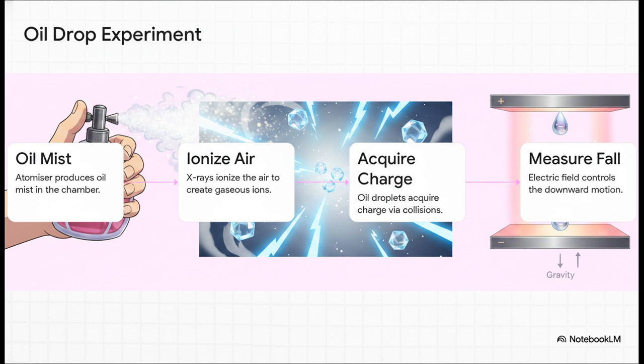Those oil droplets acquired an electrical charge by colliding with these gaseous ions. By observing the droplets fall and applying a carefully controlled electric field to counteract gravity, Millikan was able to calculate the basic electrical charge of the electron as -1.6 times 10 to the power of -19 coulombs. This was just a monumental achievement in experimental physics.